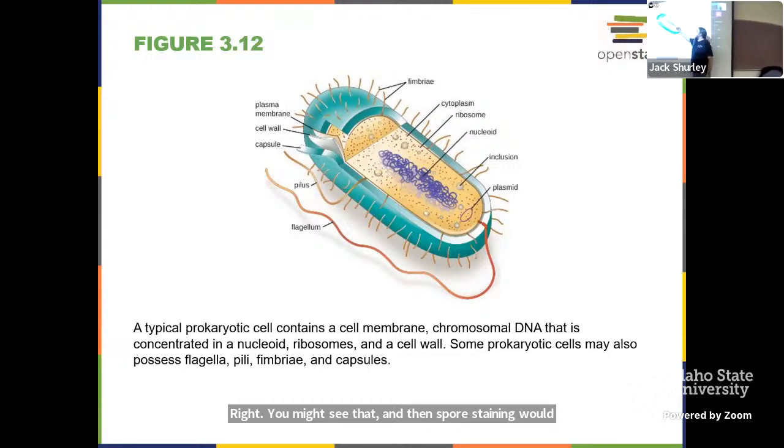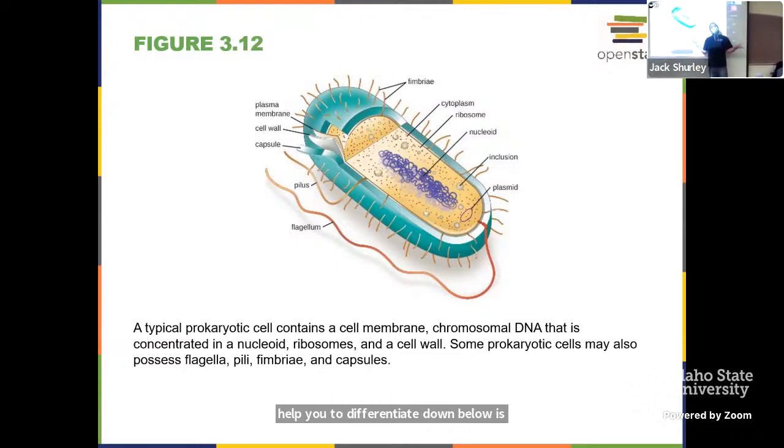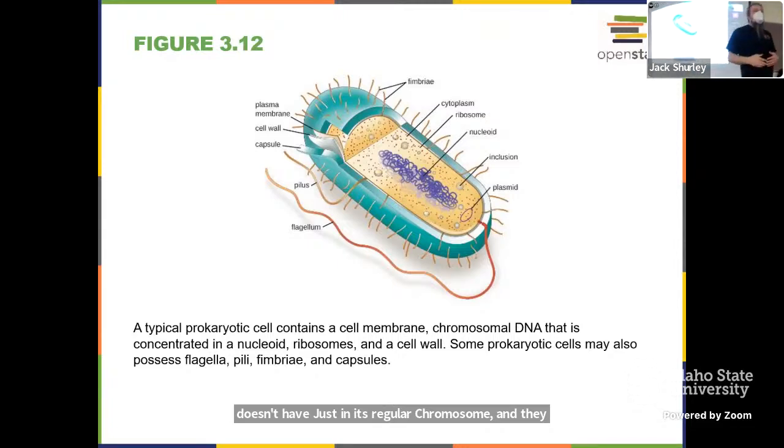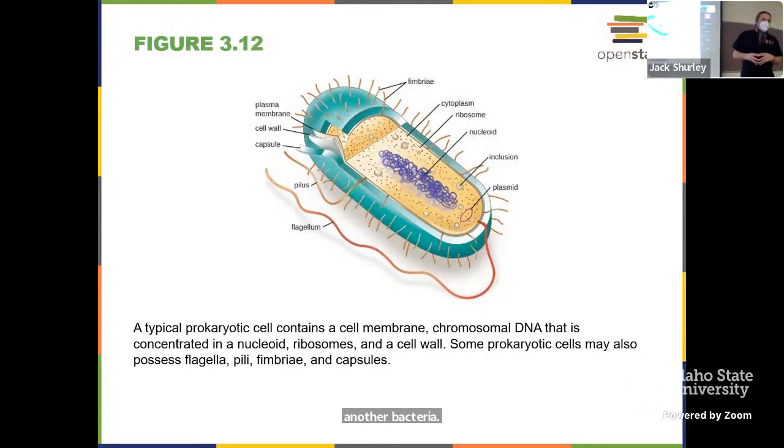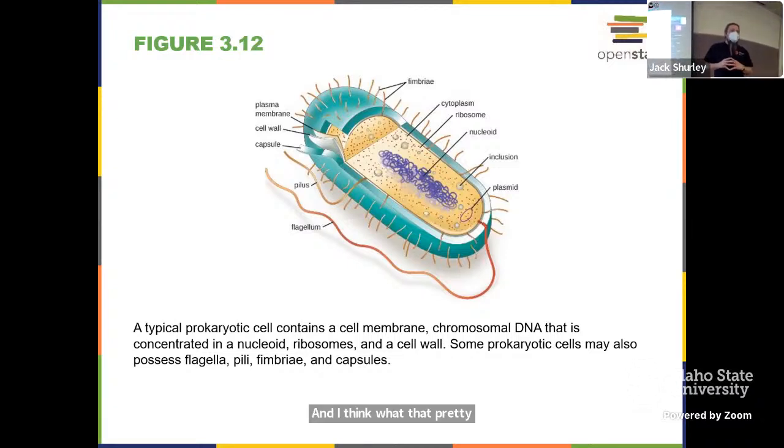Down below is a plasmid. Some bacteria have it, some don't. It's extra chromosomal material. It helps to impart advantages, like maybe antibiotic resistance or toxin production or something like that, something that it doesn't have just in its regular chromosome. And they possibly can share this plasmid through its pilus to another bacterium. And I think with that, pretty sure I covered all of the anatomy of that cell.